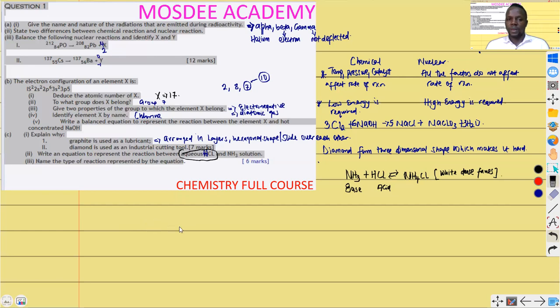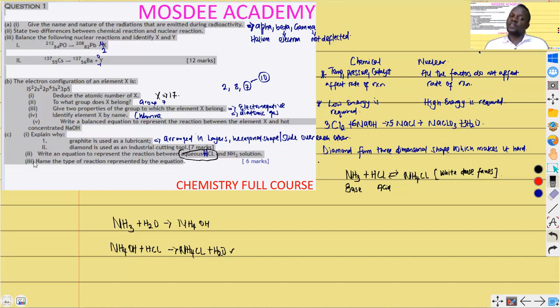It gives you NH4OH. So NH4OH with hydrochloric acid. Everybody knows this is now a form of reaction you call neutralization reaction. So from here, everybody knows it's going to give us salt, ammonium chloride, and water. So this is acceptable because it follows the nature of the question.